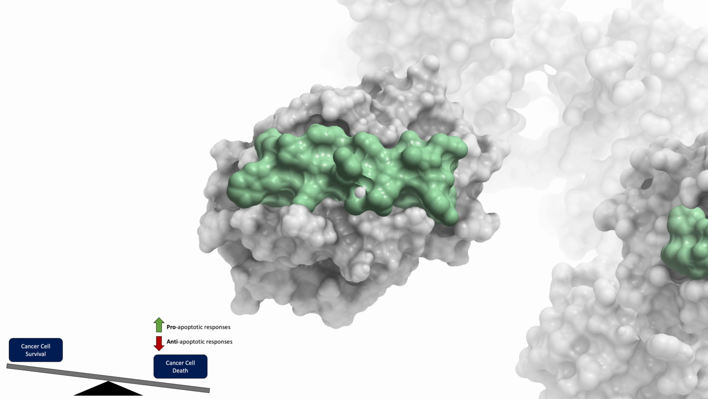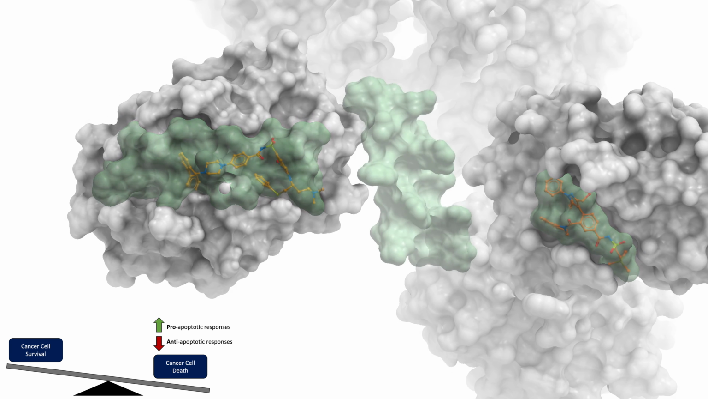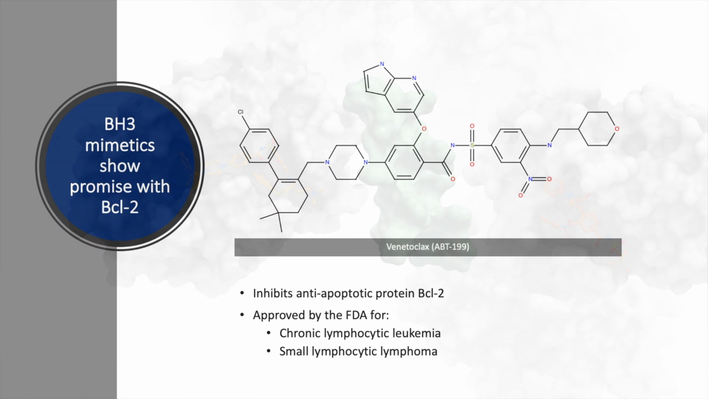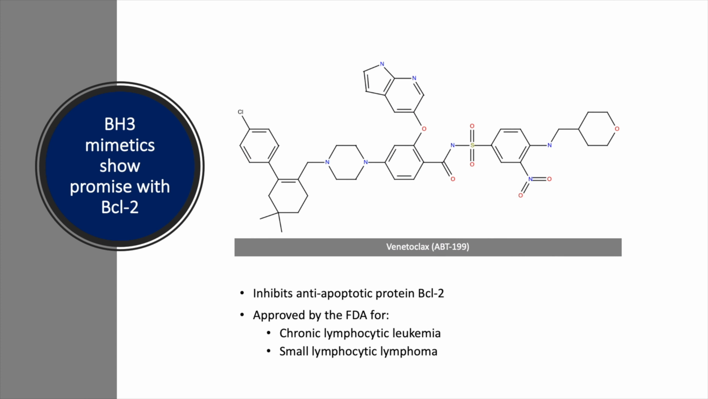In particular, a class of drugs called BH3 mimetics mimic the binding action of BH3-only proteins and inhibit the function of anti-apoptotic proteins such as Bcl-xL. As a result, more BH3-only proteins are liberated and can activate apoptotic responses. Currently, Venetoclax by AbbVie and Genentech is the only BH3 mimetic approved by the FDA for the treatment of chronic lymphocytic leukemia or small lymphocytic lymphoma. It acts by specific inhibition of anti-apoptotic protein Bcl-2.